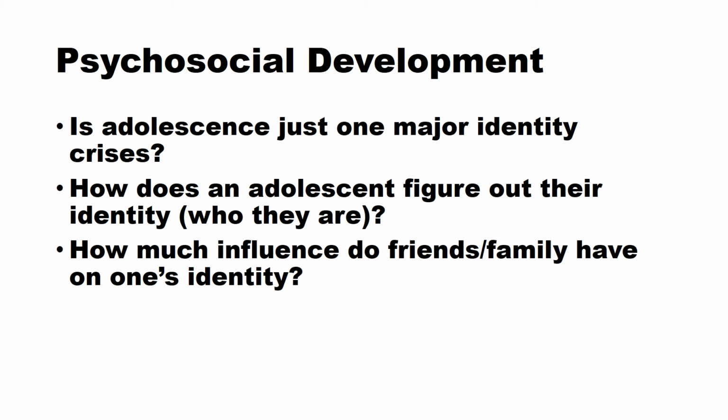Next, we're going to be looking at psychosocial development. Is adolescence just one major identity crisis? Is this just a phase we go through where we don't really know a lot about ourselves? We don't really know how we think. We don't really know how we are placed in the world. But this is a big part. We're going to be asking questions and figuring out how an adolescent figures out their identity and who they are, and how much influence our friends and family have on who we are.